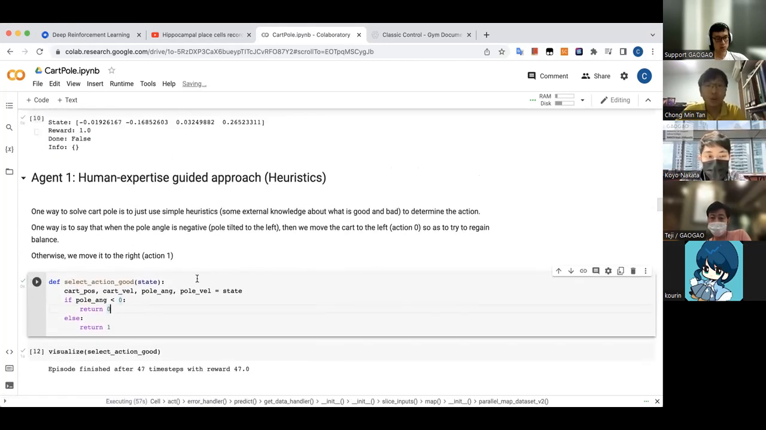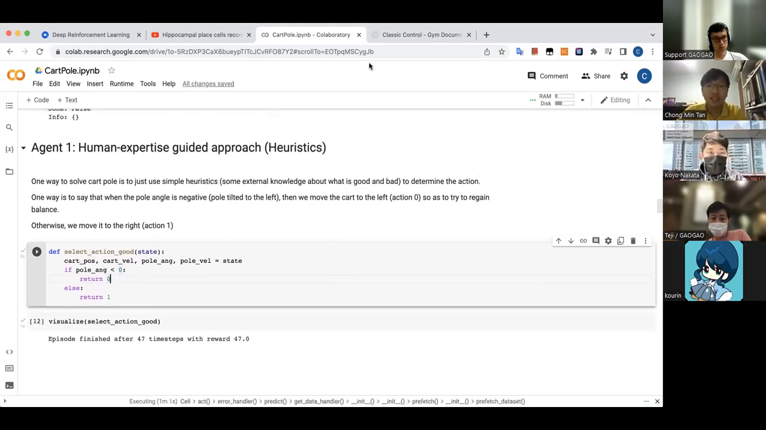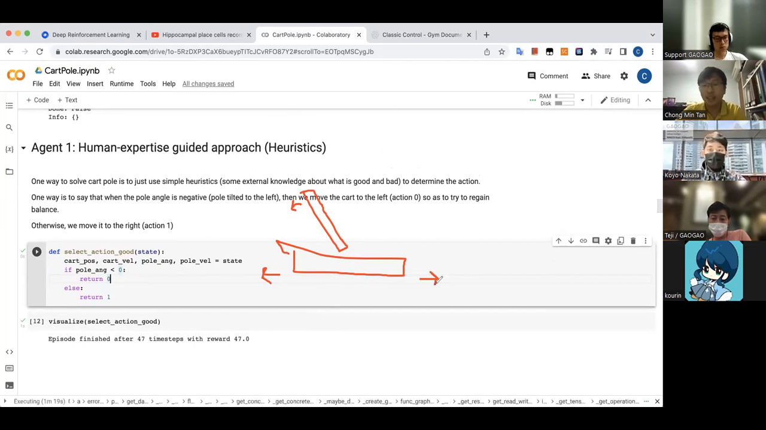So how much can human expertise help with this? I'll give you all this example. Let's say I have a pole falling down like that, and I have a cart over here. In order to balance the pole, should I move my cart to the left or to the right? You all can shout the answer, left or right. If the pole is going to fall like that, should I move my cart to the left or to the right?